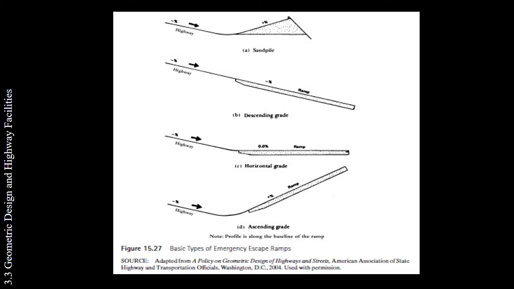So the figure illustrates the basic types of emergency escape ramps. Letter A, that is for sand pile. Letter B for descending grade. Letter C, horizontal grade. And letter D for ascending grade.